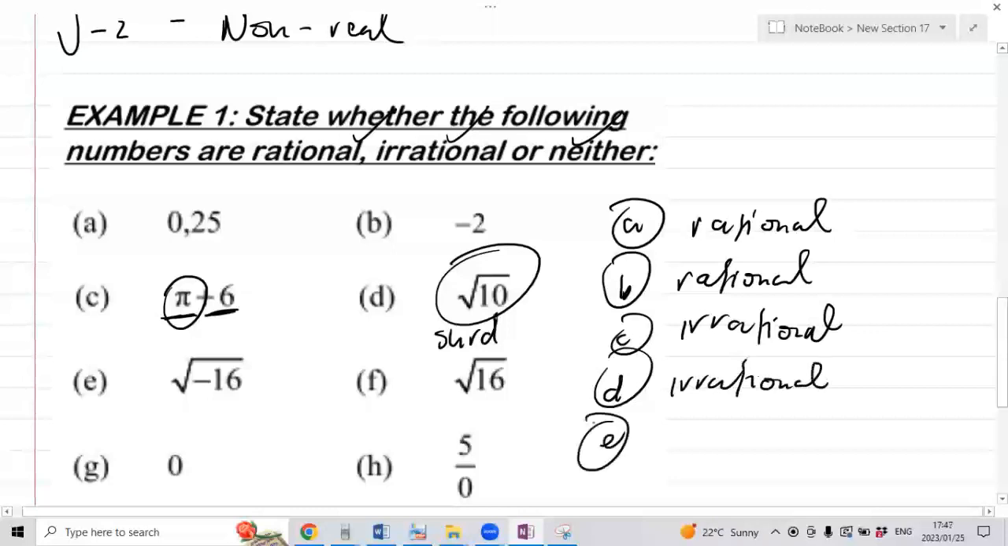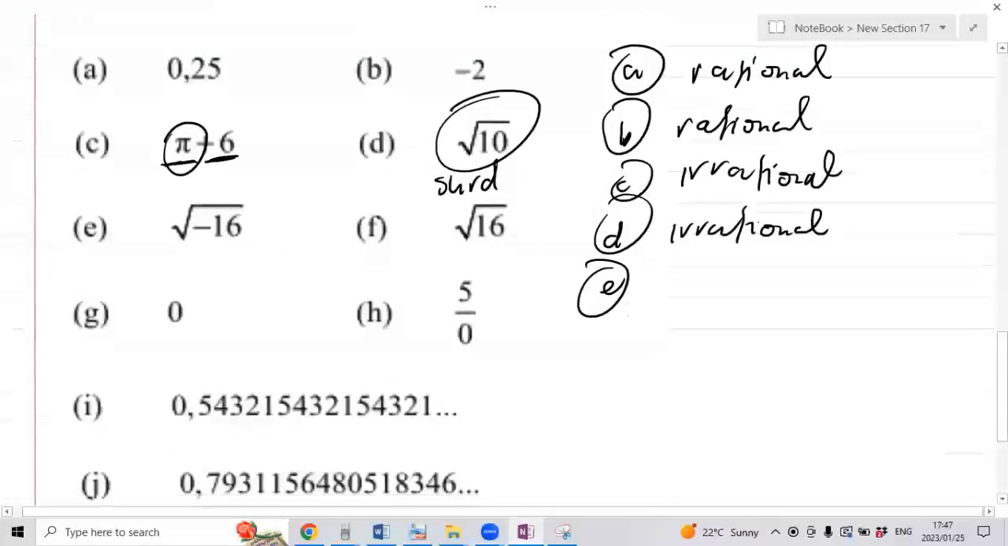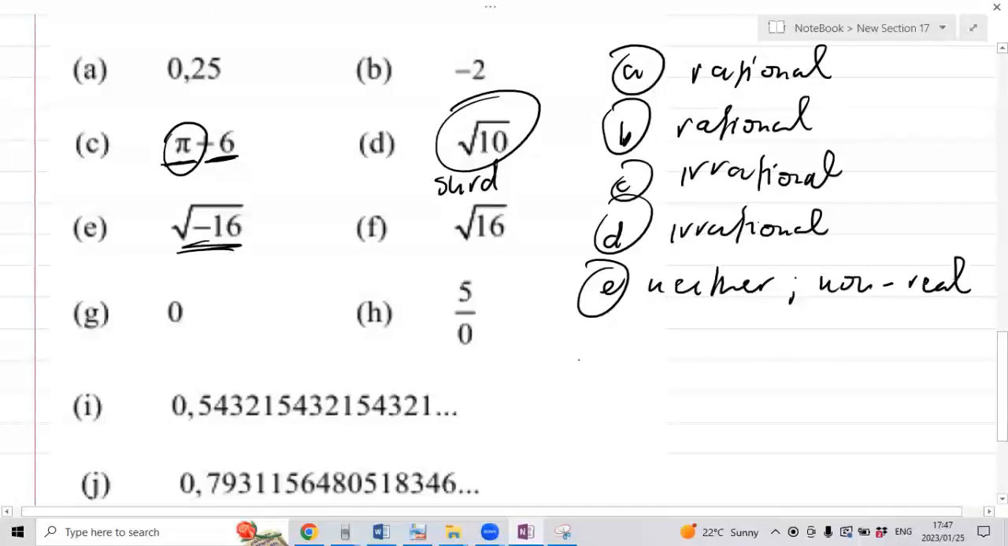E, the square root of minus 16, we can say neither. But remember, if we want to go further, we'll say why is it neither? Because it's non-real. Because it's the even root of a negative number. F, the square root of 16 equals 4. Therefore, that's rational because you can see that will be a natural number, it will be a whole number, and it will be an integer. Okay, therefore it will be rational.